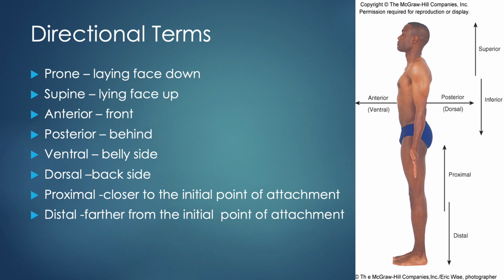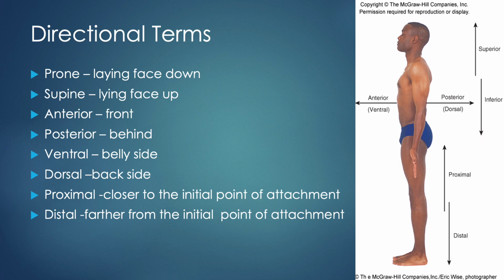Prone is laying with your face down, so it's on your stomach or your abdomen. And then supine is going to be when you're lying but face up. I always think of this in terms of you can't have soup when you're prone, right? You can't lay on your stomach and eat soup. So supine to eat soup. Anterior is in front of you. Posterior is anything towards the back, behind. Ventral is belly and dorsal is backside.